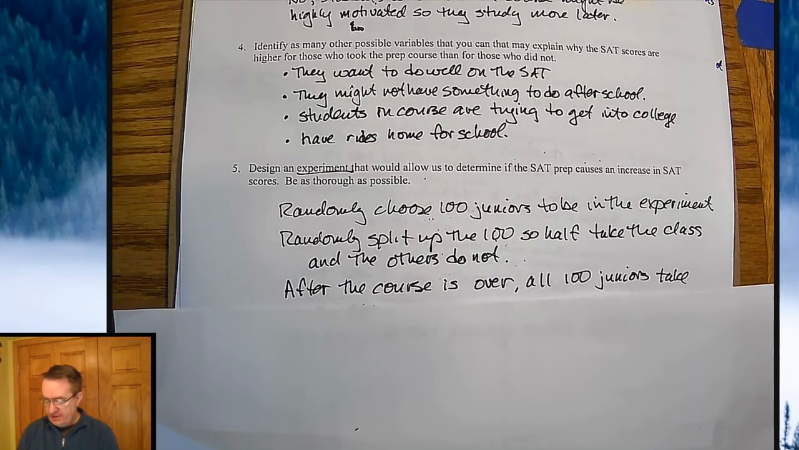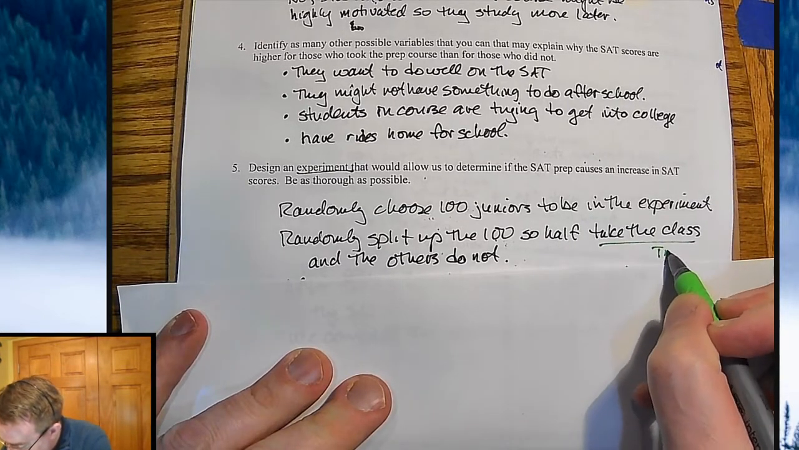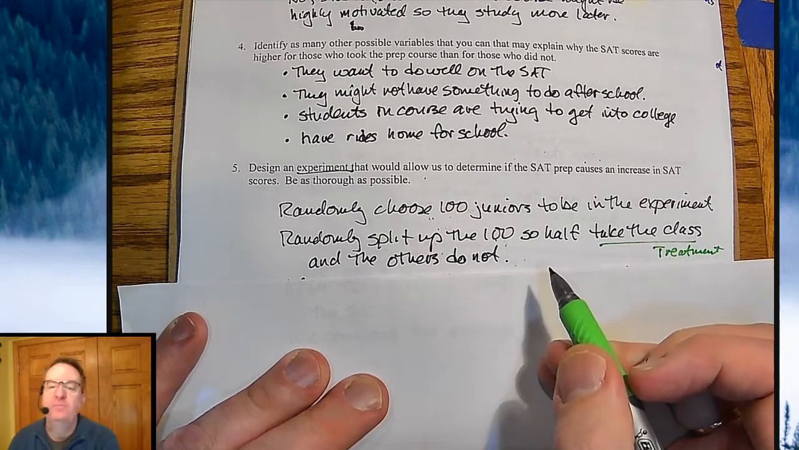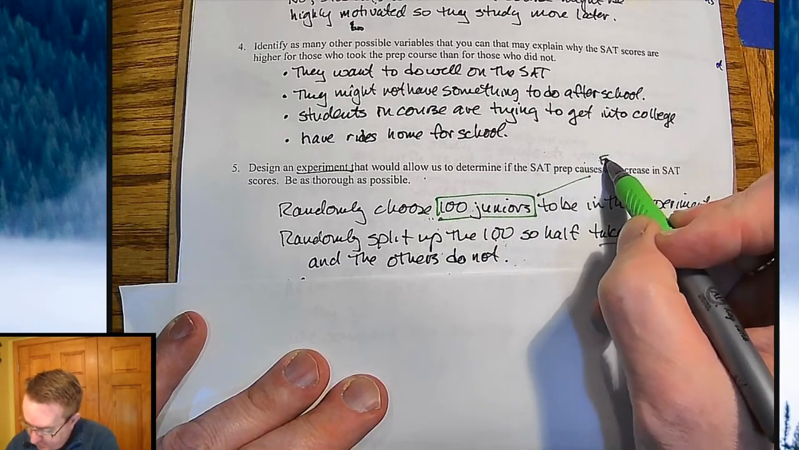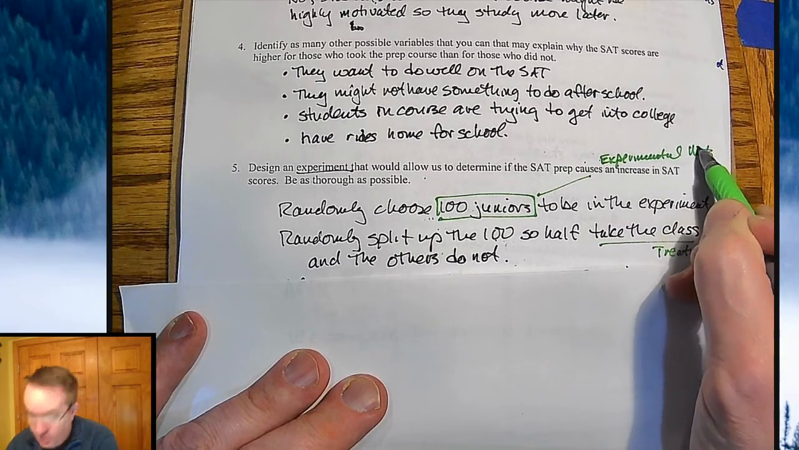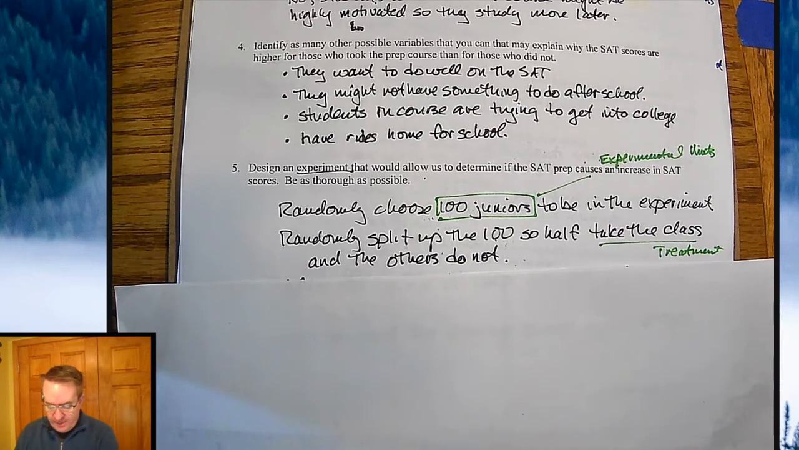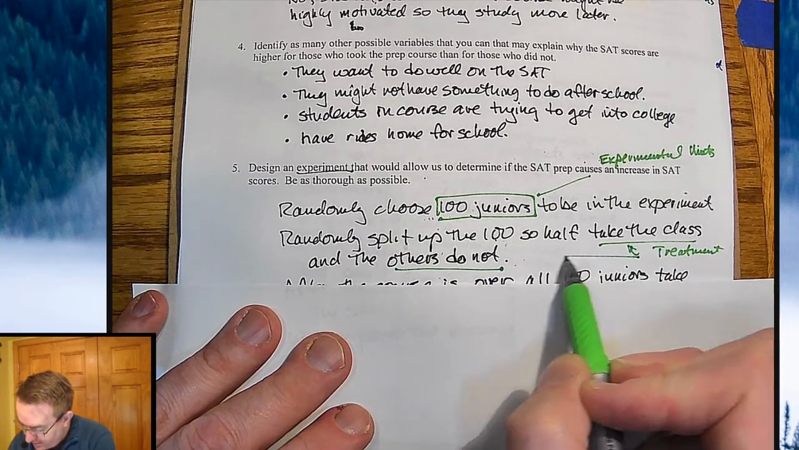When the SAT course is done, so that's called, well, actually, I should have been doing this as we go. My apologies. So this right here, taking the class, this is the treatment. This up here, the 100 juniors, are your experimental units. Who are you doing the treatment on? So that's the treatment there, that's the treatment there.